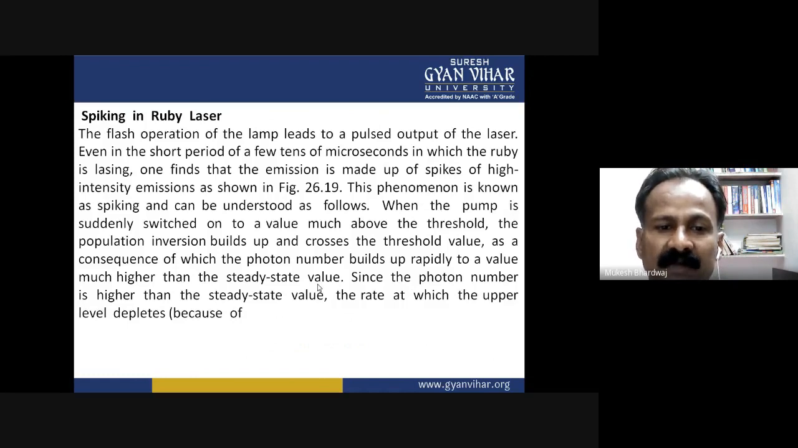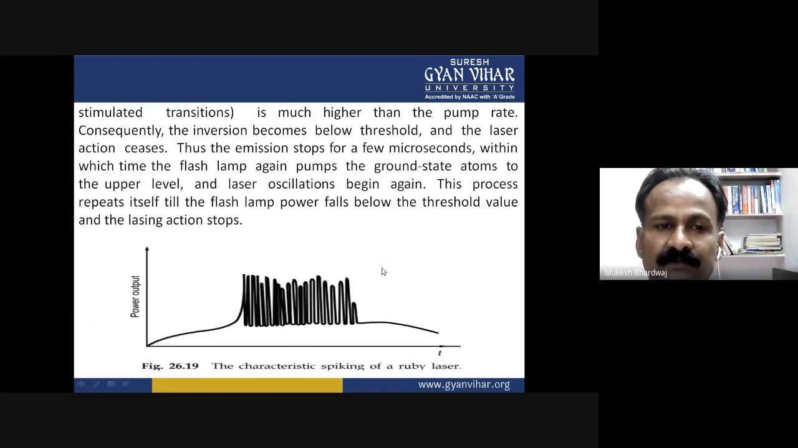Since the photon number is higher than the steady state value, the rate at which the upper level depletes because of stimulated transitions is much higher than the pump rate. Consequently, the inversion falls below threshold and the laser action ceases. Thus the emission stops for a few microseconds, within which the flash lamp again pumps the ground state atoms to the upper level and laser oscillations begin again. This process repeats itself till the flash lamp power falls below the threshold value and the lasing action stops. So this is the diagrammatic representation of the characteristic spiking of the ruby laser.